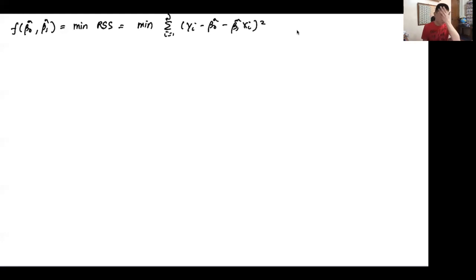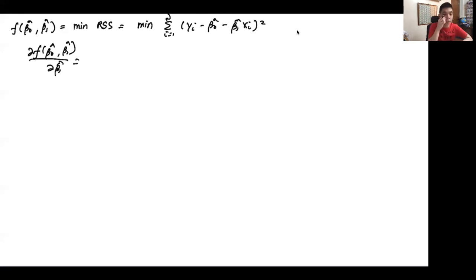So let me write a new sheet here. Recall the function again. Let me just rewrite. We're going to minimize the residual sum of squares, RSS. So that's the minimum of the sum of y sub i minus beta naught hat minus beta 1 hat x sub i, squared. Okay, so now instead of deriving with respect to beta 0, we derive with respect to beta 1 hat.